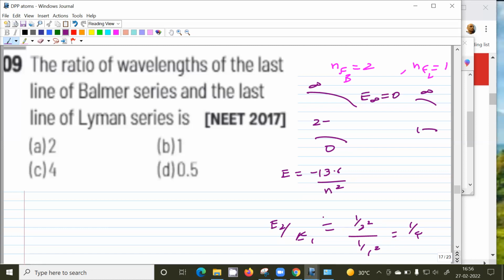Who is asking? Balmer to Lyman. So Balmer is 1:4. No, sir, wavelength, 4 is to 1. That's because he's asking wavelength. Wavelength will give us 1 by n. Energy ratio is 1:4. So wavelength ratio is opposite. Is it clear? Yes, sir. So what is the frequency ratio? They will be opposite, 1 by 4. Okay.